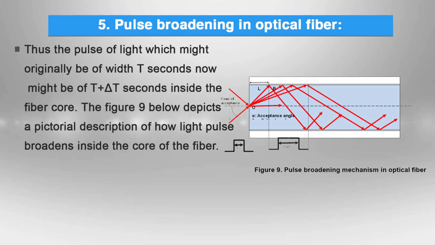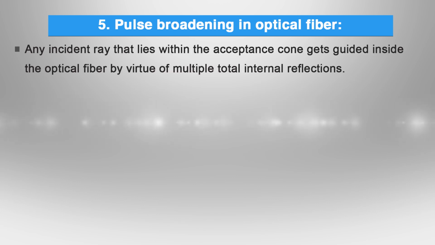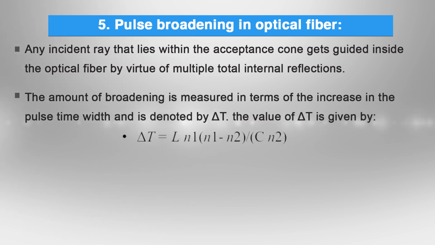Thus, the pulse of light, which might originally be of width capital T seconds, now might be of T plus del T seconds inside the fiber core. The figure below depicts a pictorial description of how a light pulse broadens inside the core of the fiber. Any incident ray that lies within the acceptance cone gets guided inside the optical fiber by virtue of multiple total internal reflections. The amount of broadening is measured in terms of the increase in the pulse time width and is denoted by del T.